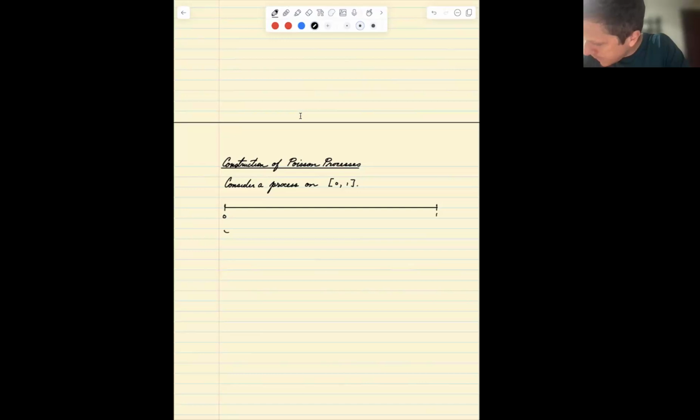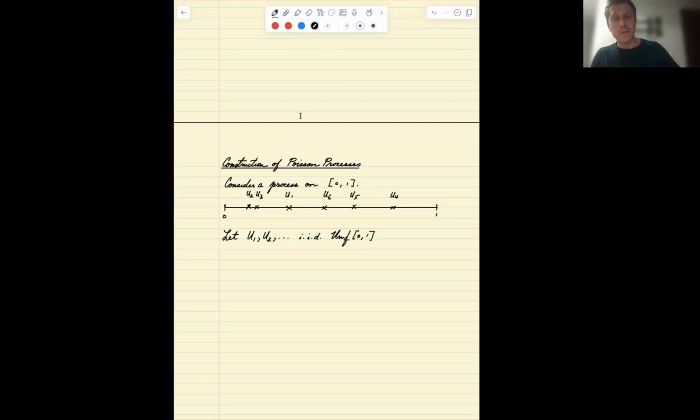Okay, so let's let U1, U2, etc. be i.i.d. uniform. These random variables are going to fall all over the unit interval: U1, U2, U3, U4, etc. Now we don't necessarily care which ones fall where.